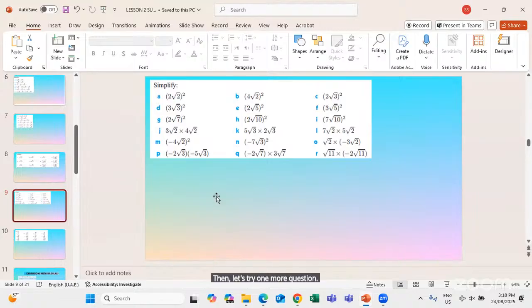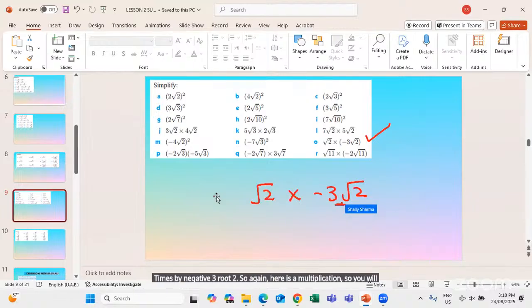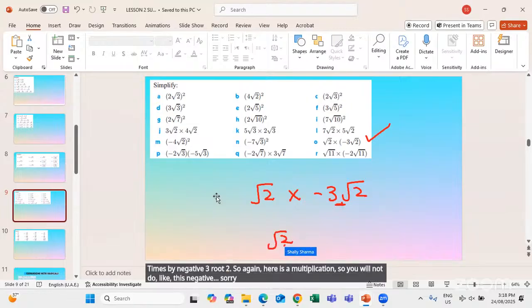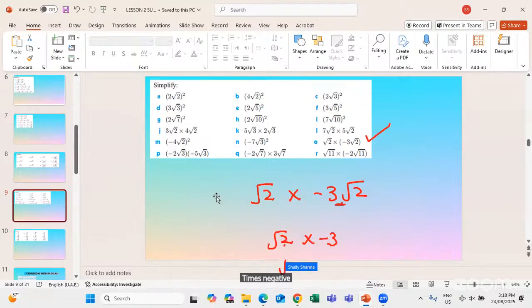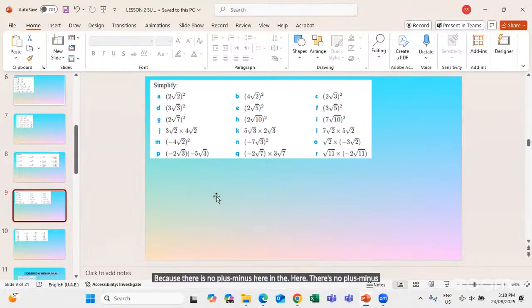Then let's try one more question. For example, this one, square root of 2 times by negative 3 root 2. So again, here is a multiplication. So you will not do like this, root 2 times negative 3 and then root 2 times root 2. That will be wrong because there is no plus minus here. So you can't expand in that way.